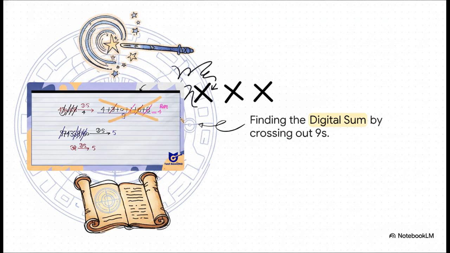A digital sum is found by simply adding up all the digits of a number until you get a single digit. But here is the massive hack. You can just ignore or cross out any 9s or any combination of digits that add up to 9. Take a huge number like 430,168. Instead of carefully adding 4 plus 3 plus 0 plus 1 plus 6 plus 8, we just cross out the 6 and 3 because they make 9. We cross out the 8 and 1 because they make 9. And what's left? Just 4. The digital sum is 4. It literally takes 1 second.